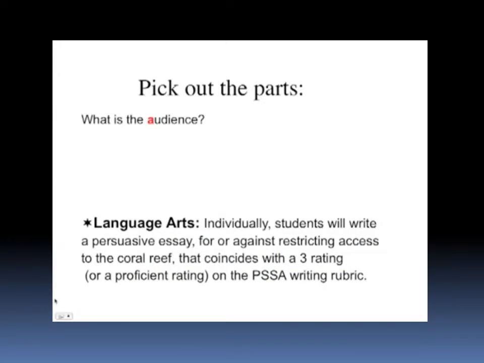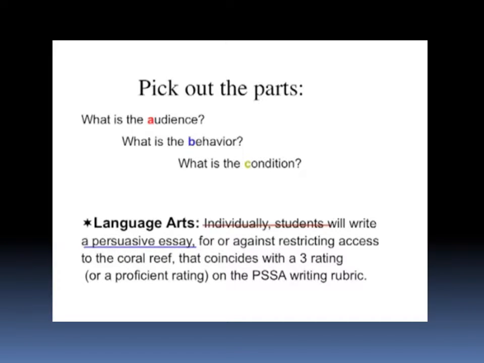First, we're going to pick out the audience. Take a moment to read. Individually, students will write a persuasive essay for or against restricting access to the coral reef that coincides with a 3 rating or proficient rating on the PSSA writing rubric. That is correct. Individually, students. Next, the behavior. What will they do? Yes, they will write a persuasive essay.